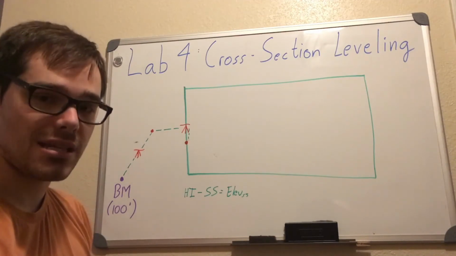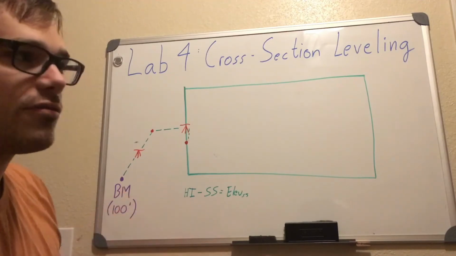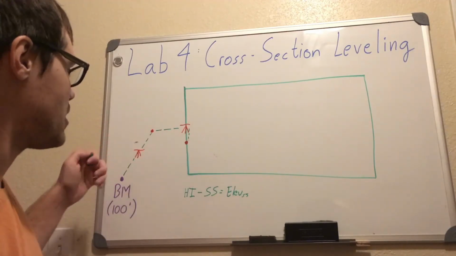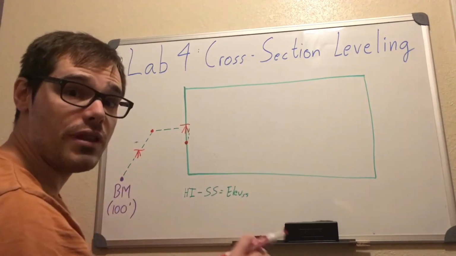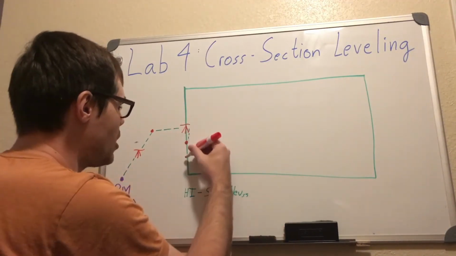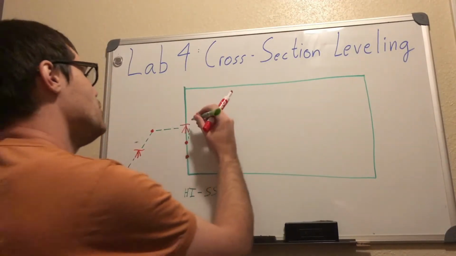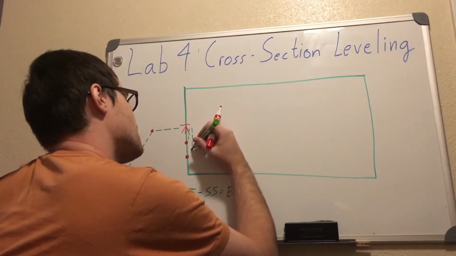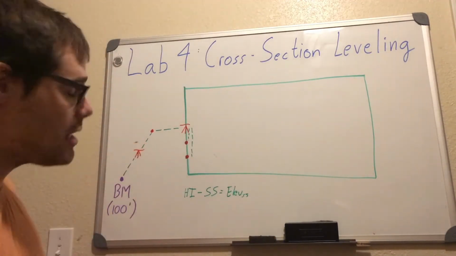So it's the same process data analysis wise. It's just that rather than moving forward in a circuit, we're taking side shots. So once you've got that one, you would not move the equipment, but you would go ahead and go another 5 feet out, and you would do another side shot down to that one. Okay? Same thing as before.